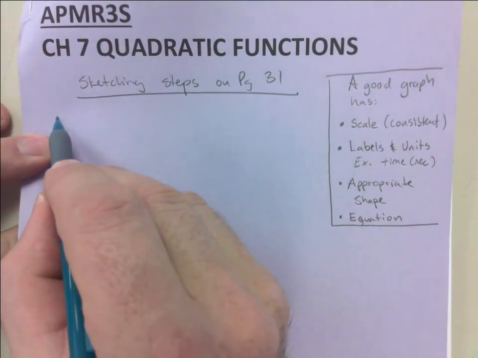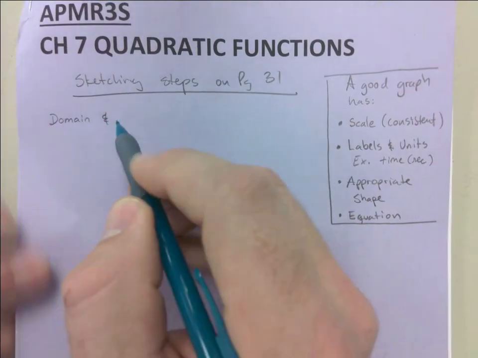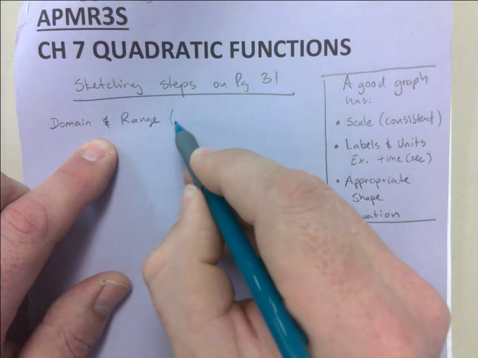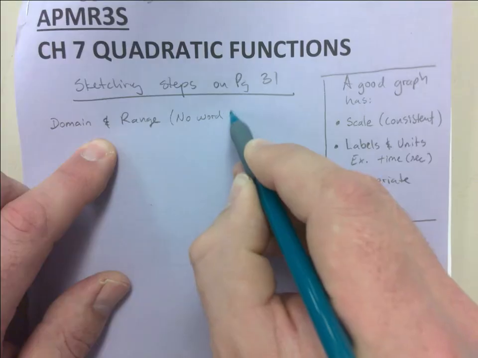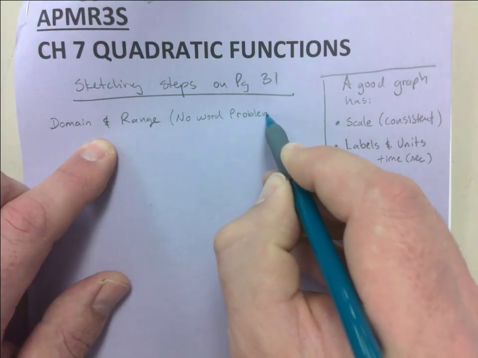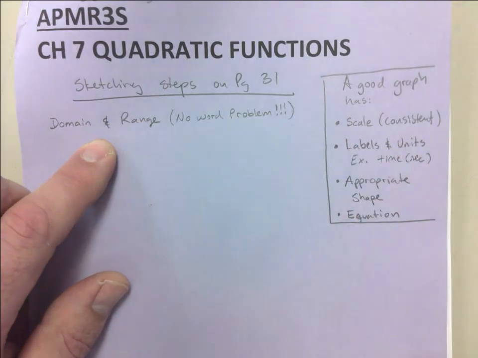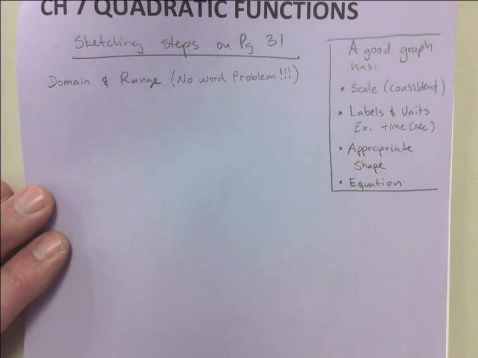I will say this, domain and range, no word problem. A few exclamation marks there, because I don't want you to mix this up with word problems when they come down the road. Then things change. There are very few infinities when it comes to that point. Okay. So domain and range.